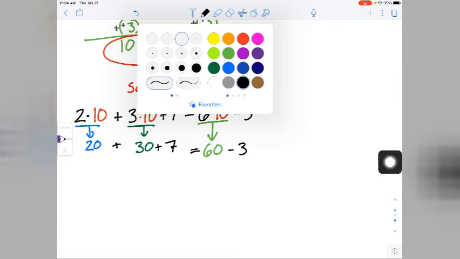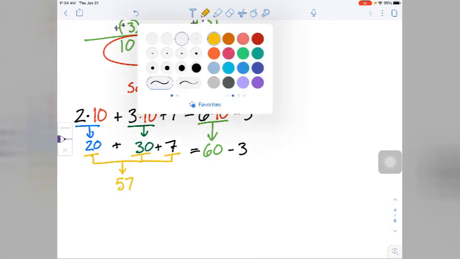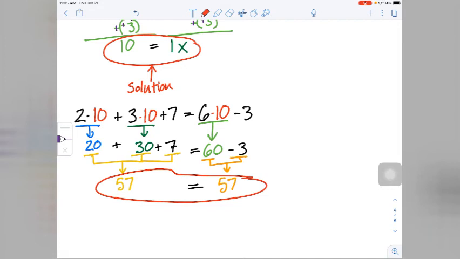So I'm going to add some numbers together here. 20 plus 30 plus 7. 20 plus 30 is 50. Plus 7, this is all going to equal 57. And then on the other side, 60 minus 3. What does 60 minus 3 equal? Well, that equals 57 too. And my equal sign goes between them. So this is the question. When x was 10, this side was equal to 57, and this side was equal to 57. So that means, yes, this is true. This is my solution right here.